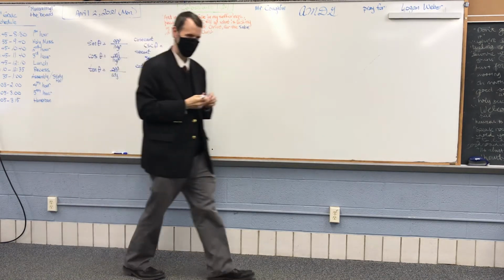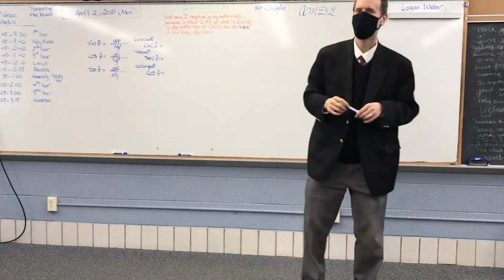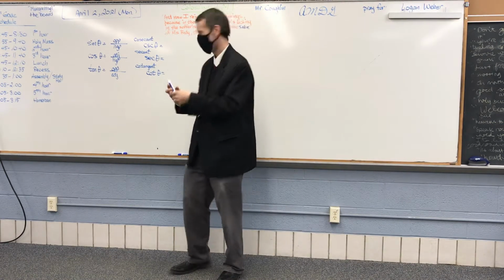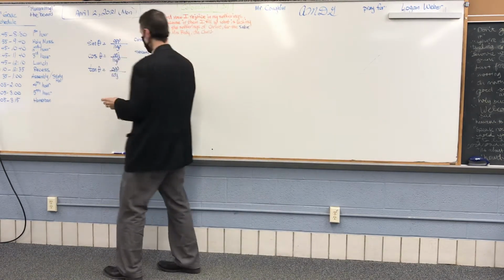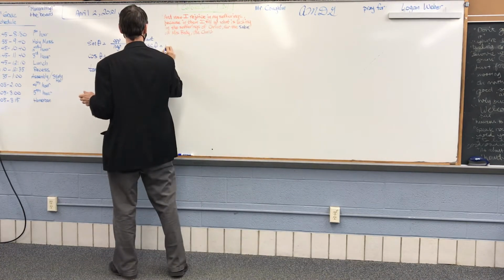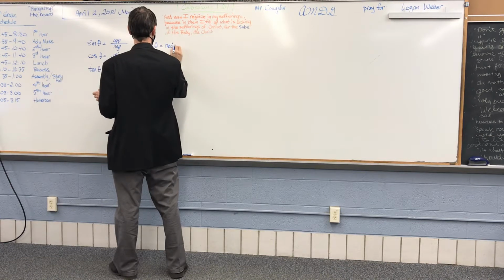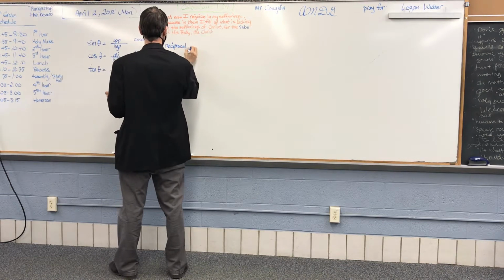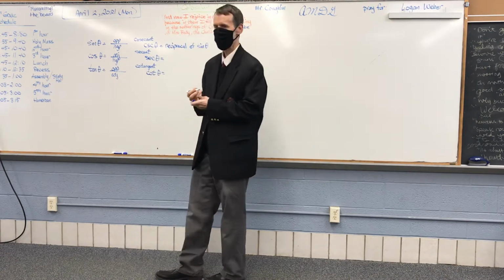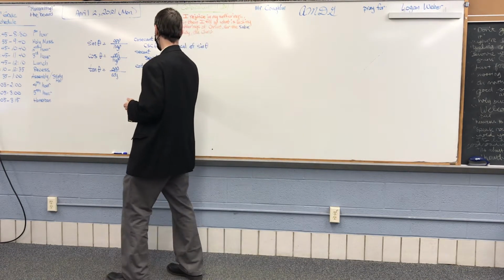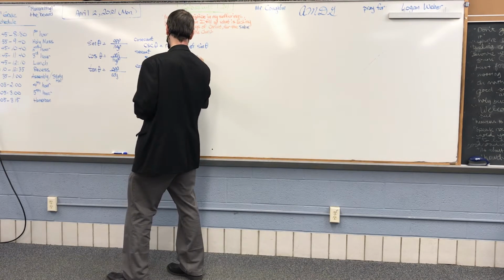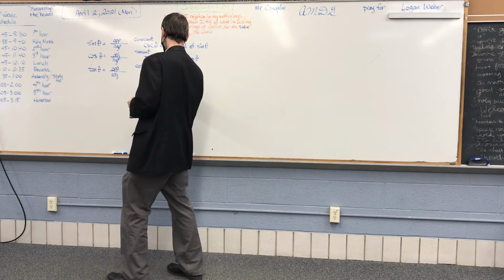What are the definitions of those three? How do you find them? They're the reciprocals of the other ones. Correct. Which one goes with which? Cosecant is the reciprocal of sine of theta. What does secant go with? Cosine. Yeah, the reciprocal of cosine. And there's only one left: the reciprocal of tangent is cotangent.